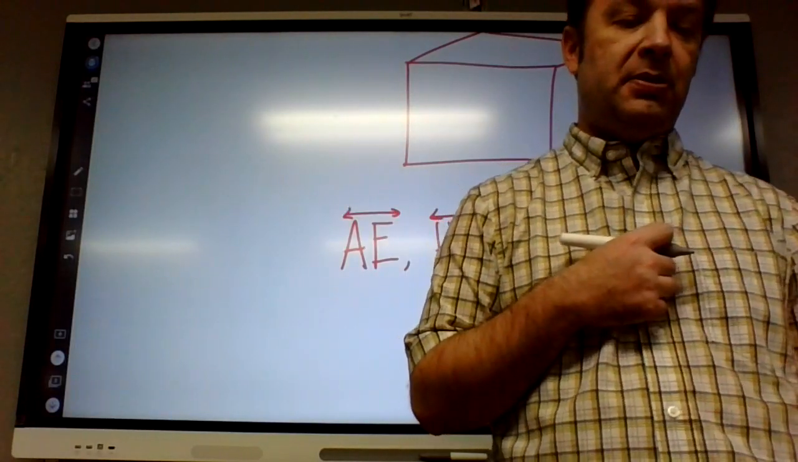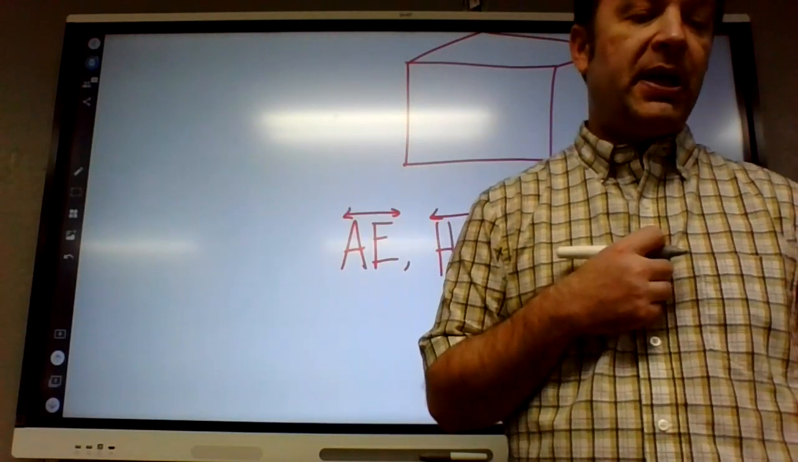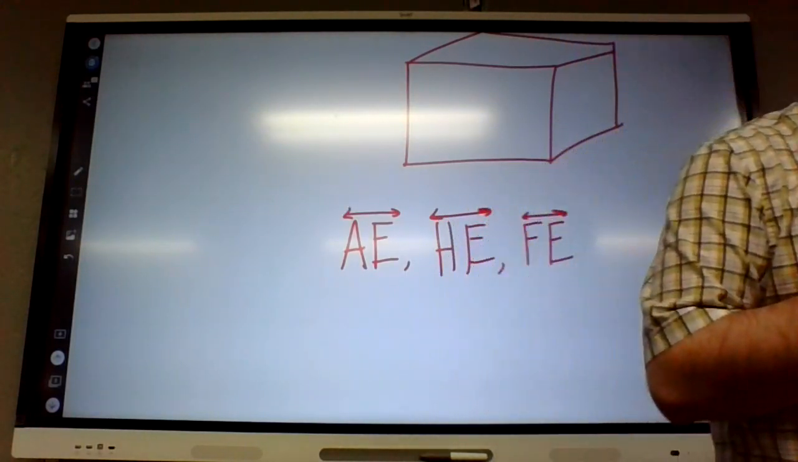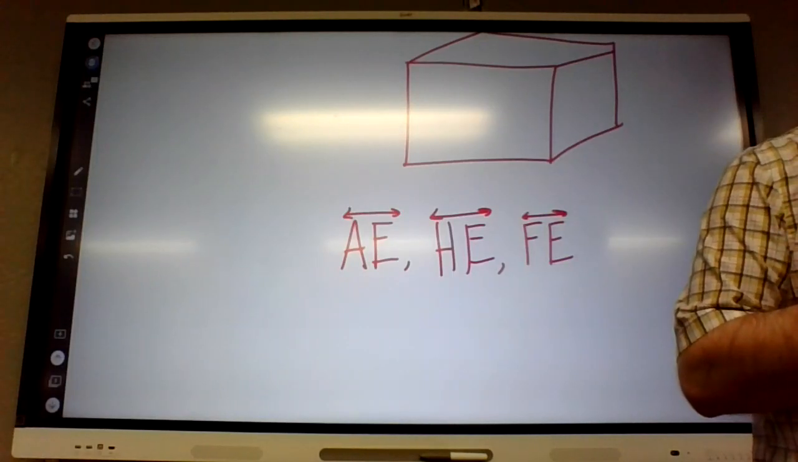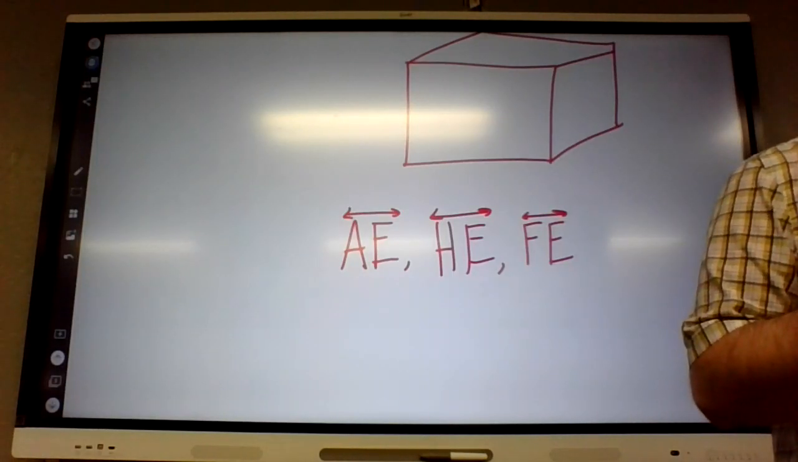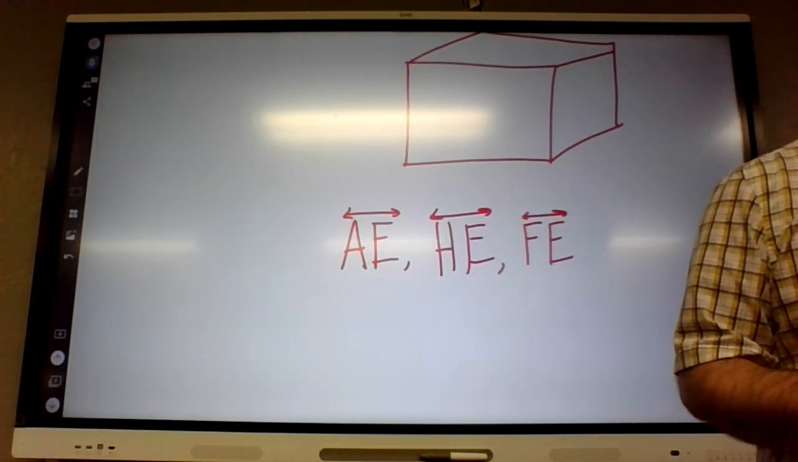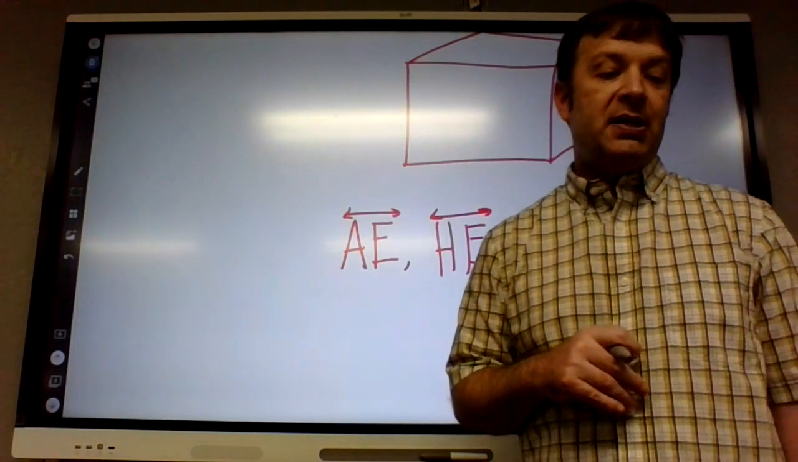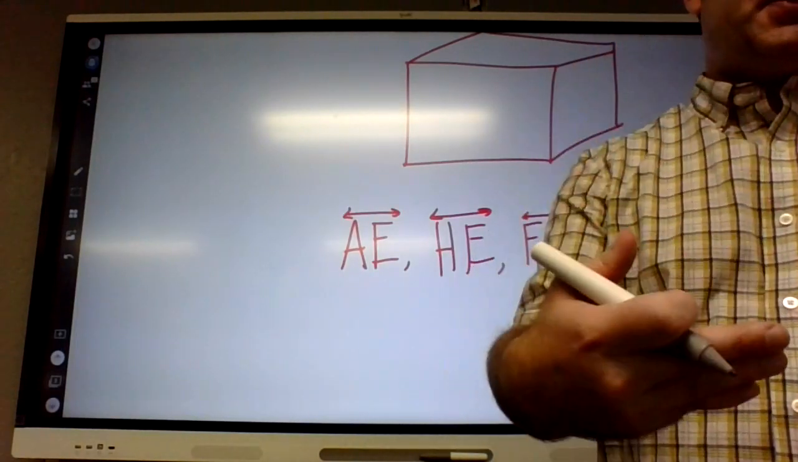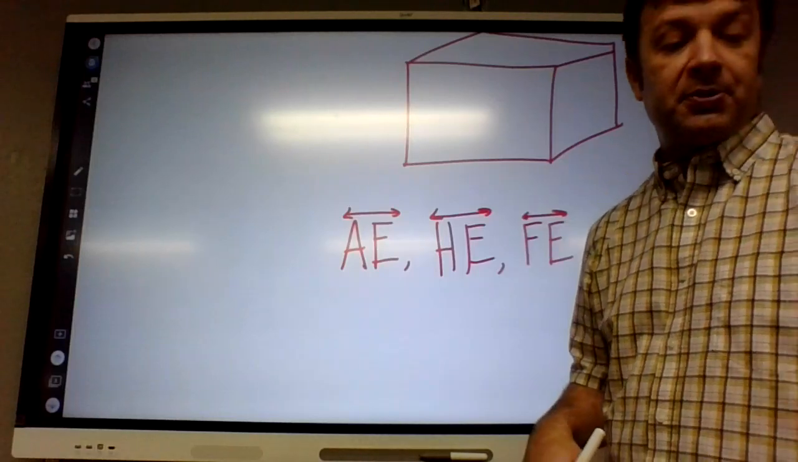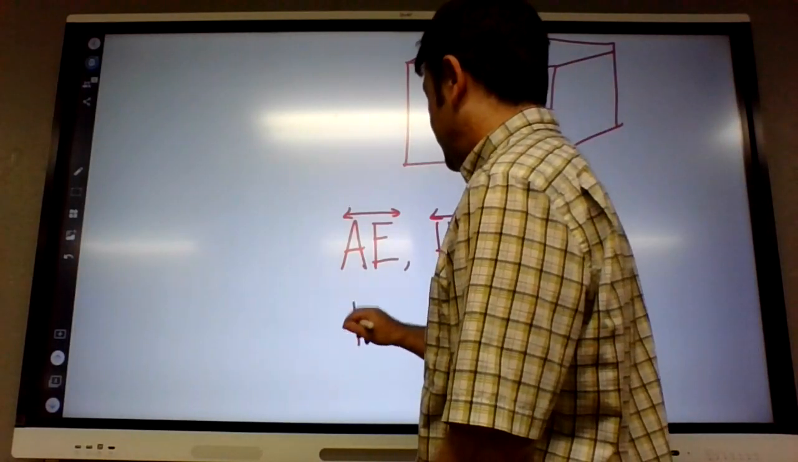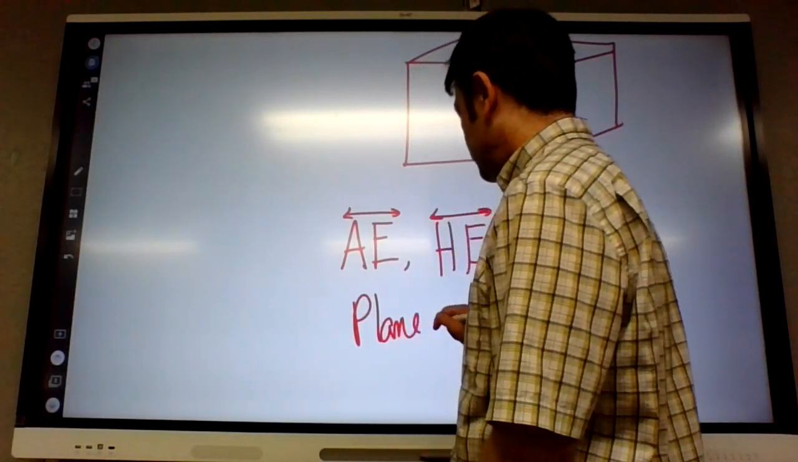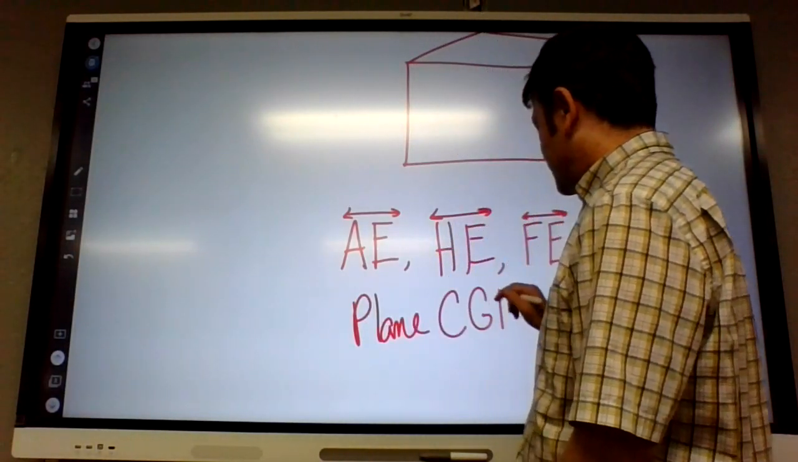CGFB. Okay, CGFB. I'm just gonna call it CGF. It's okay on the planes if you use 4 letters, I guess, but let's call it plane CGF. CGF is the plane that's facing towards us, the part of the box that's closest to us. Okay, that's the front plane.